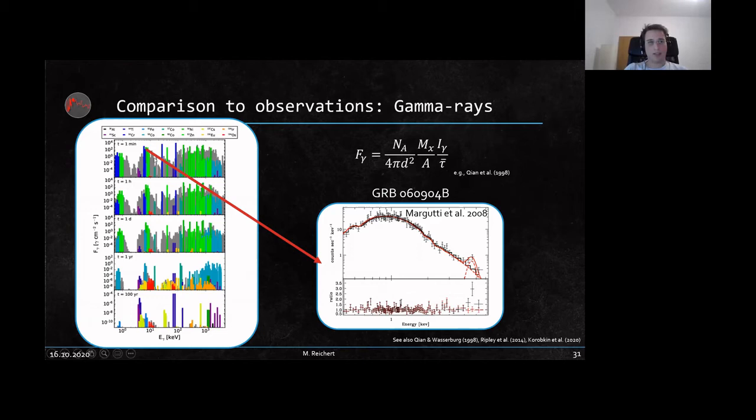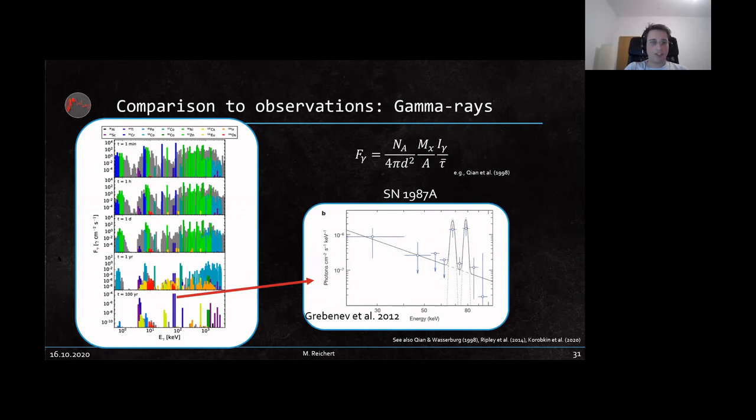What's also interesting is this titanium feature that you can see clearly here still after 100 years. And this was also measured, for example, in supernova 1987A or in CAS-A, so Cassiopeia A. You can see here the spectrum of these clearly measured two emission lines.